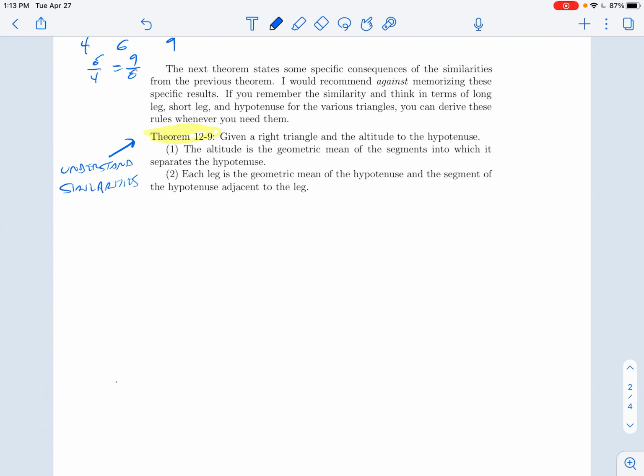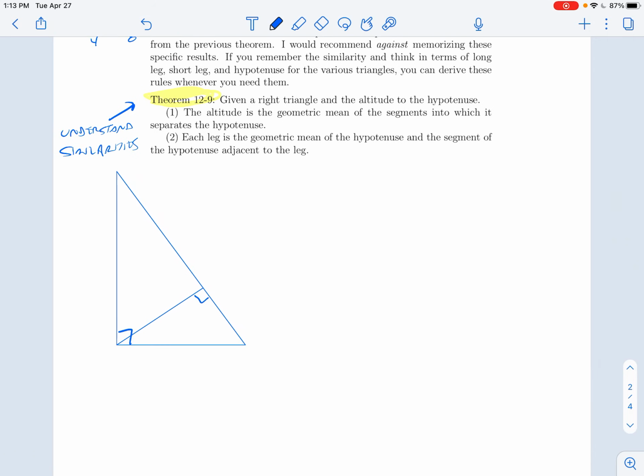So given a right triangle and an altitude to the hypotenuse, so let's draw a picture. Number 1 says the altitude is the geometric mean of the segments into which it separates the hypotenuse. So let's call this x, and let's call these a and b. Here is my whole hypotenuse, but by drawing in this altitude, I've separated it. And this is telling us how x and a and b are all related.